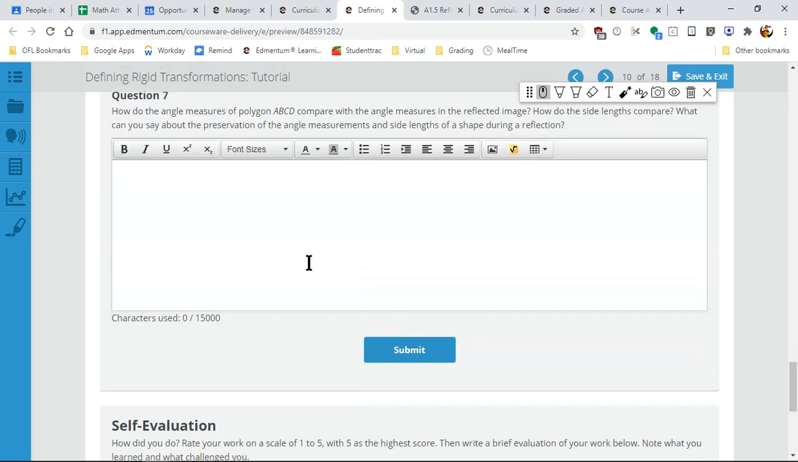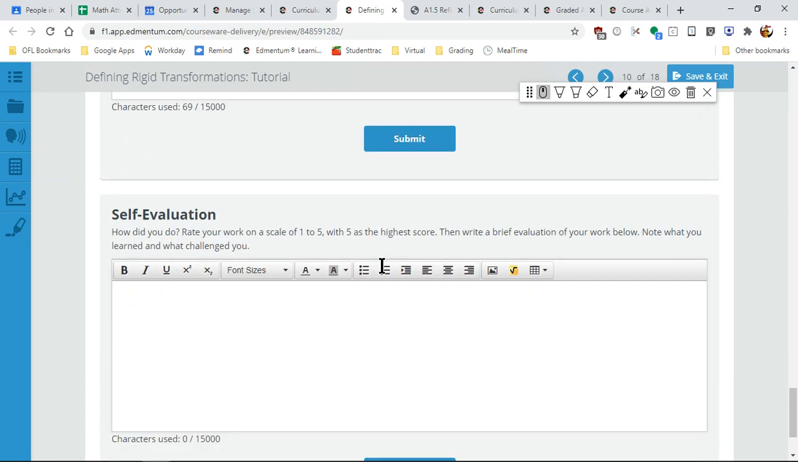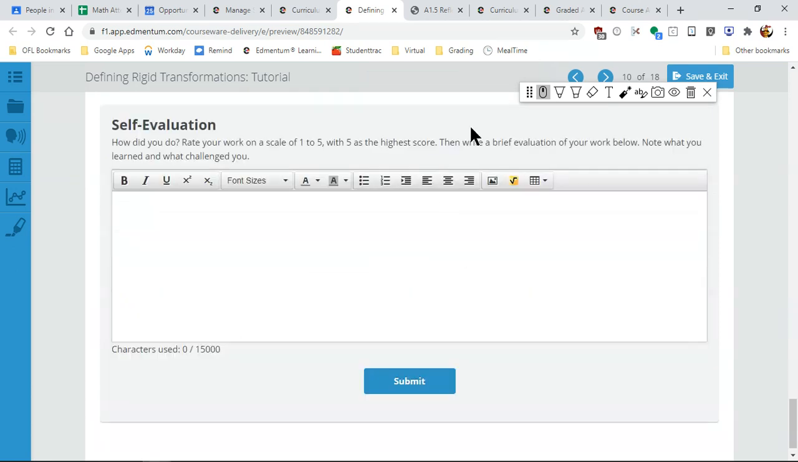And what's the observation that we do here? All the angles and the line segments remain congruent when we reflect. And then your self evaluation again.